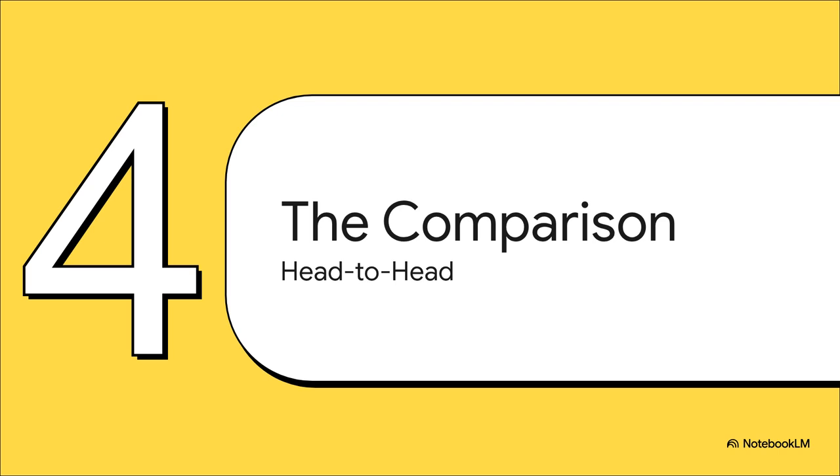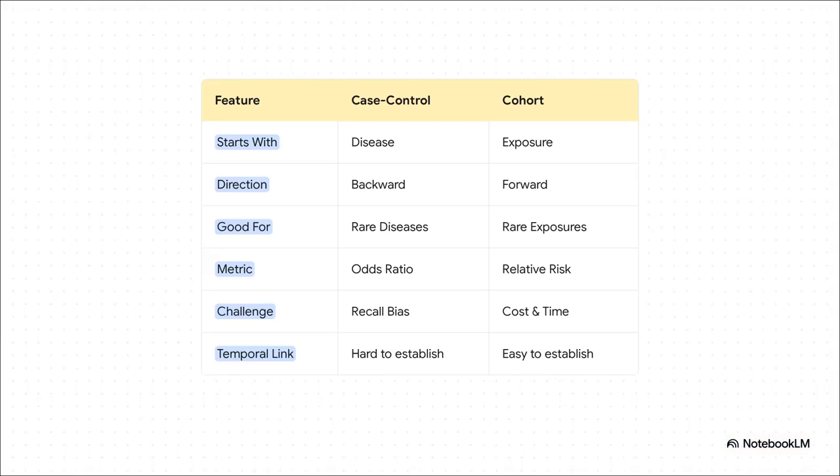Okay, so we have our backward-looking detective, the case control study, and our forward-looking watchtower, the cohort study. Now let's put them side by side and really break down the differences. This chart really sums it all up. Your starting point, case control starts with sick people, cohort starts with an exposure. The direction, case control looks back, cohort looks forward. This makes case control fantastic for rare diseases because you can go out and find the few people who have it. Cohort studies, on the other hand, are great for studying rare exposures.